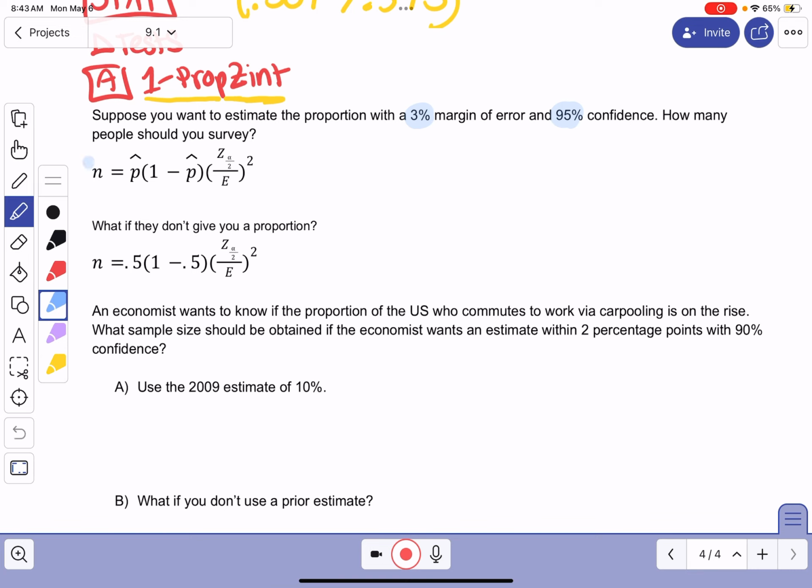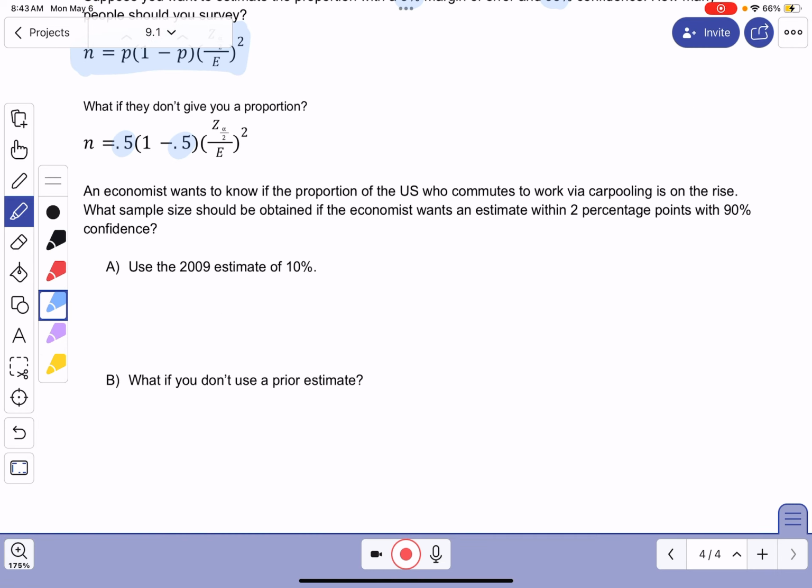So this is the equation. N equals p hat times 1 minus p hat times the critical value divided by the margin of error squared. Same margin of error we've been talking about, same critical value we've been talking about, same p. If they don't give you a proportion ahead of time, you're going to use 0.5. So if you don't know, you're going to use 0.5 for each thing. If you do know, then we're going to use it. So let's look at that.